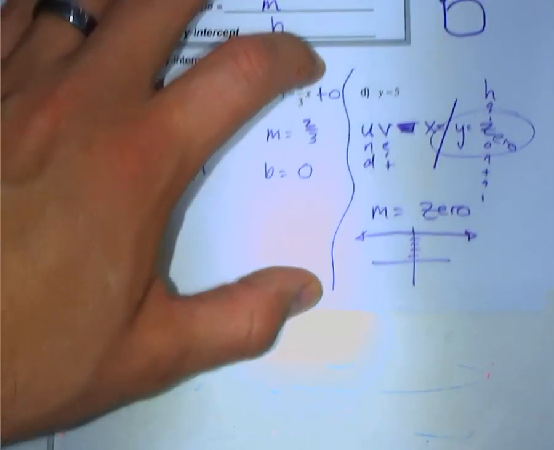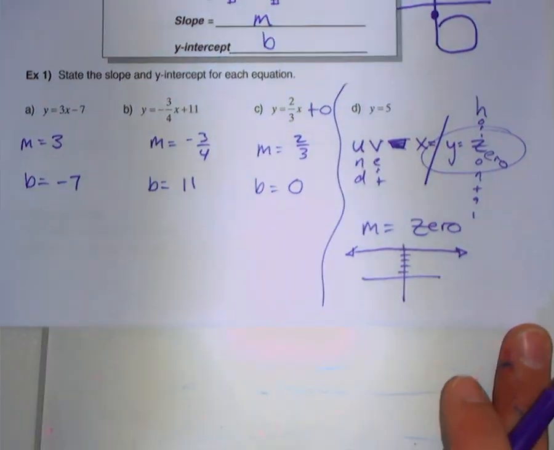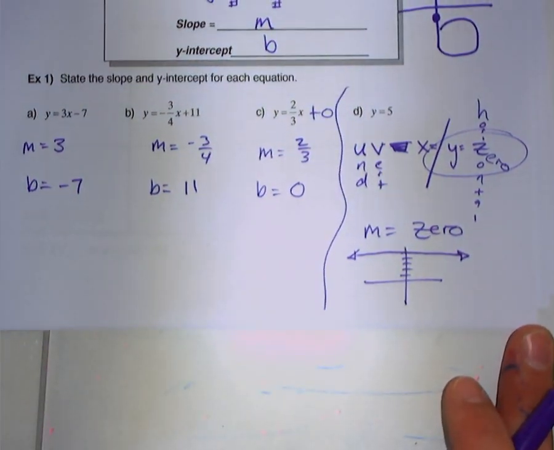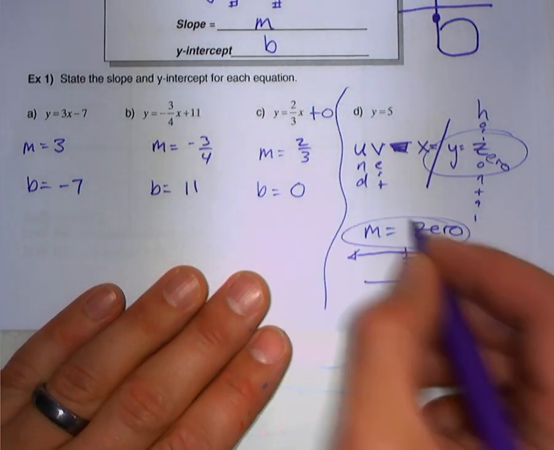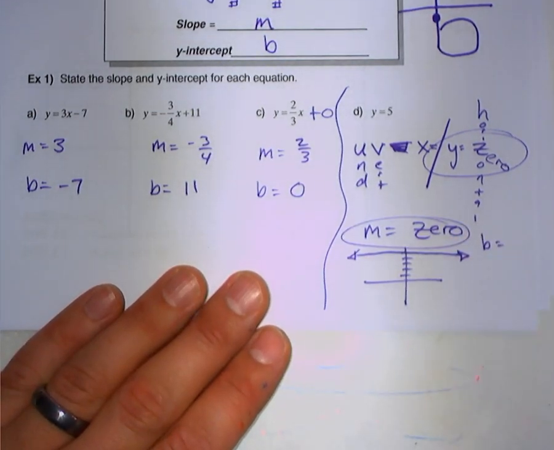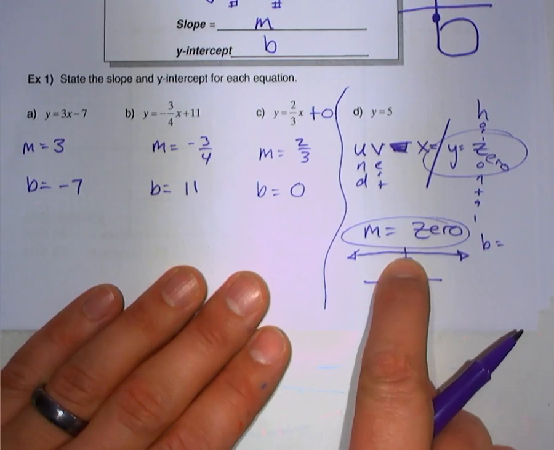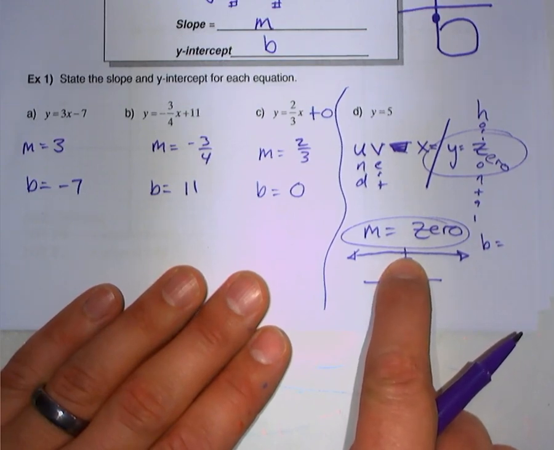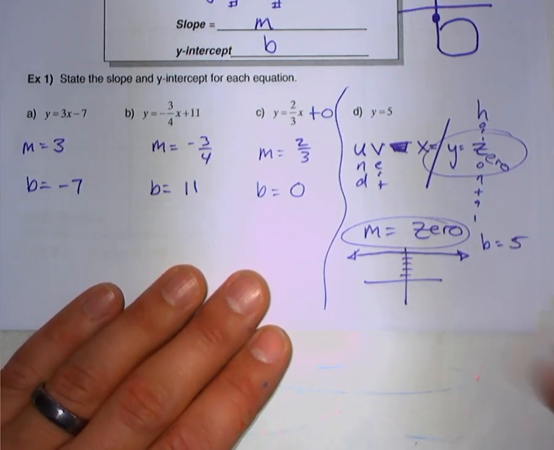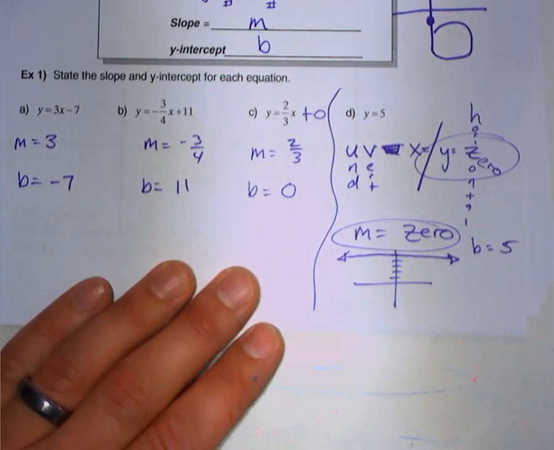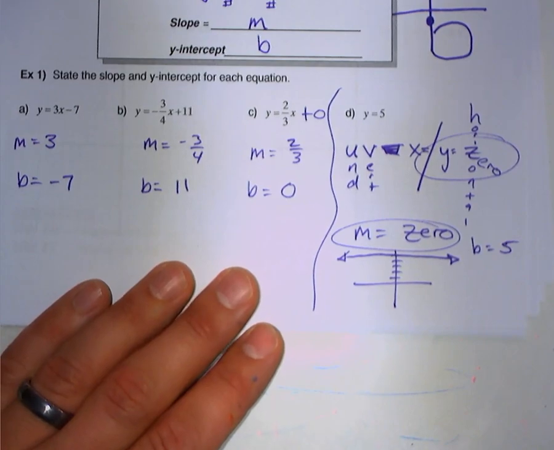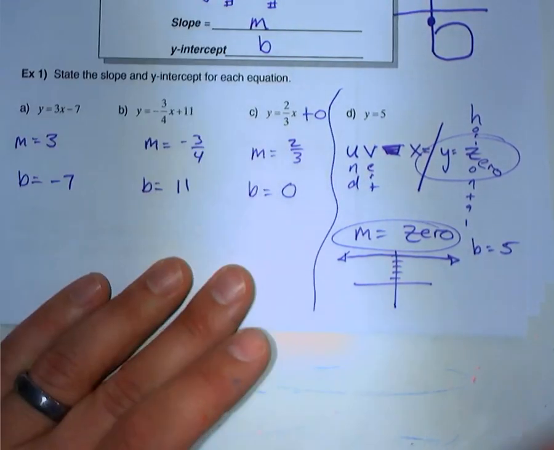That's a horizontal line with 0 slope. Okay, that's just a special case. What's the y-intercept? So slope is 0. What's b? Where does it cross the y-axis? At 5. Okay, so this guy has 0 slope. That's b equals 5.